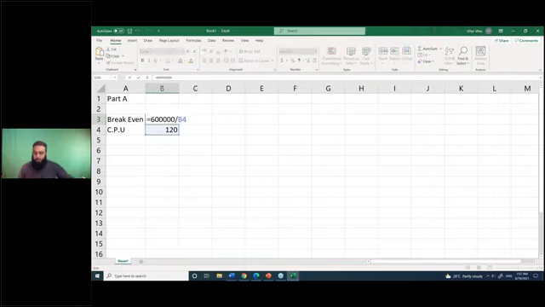So quickly, if you want to check the workings, it's contribution of 120, fixed cost of 600,000 divided by contribution of 120 will give you the answer of break even in terms of units, and that's 5,000. Okay, that's 5,000. So clear? No issues.